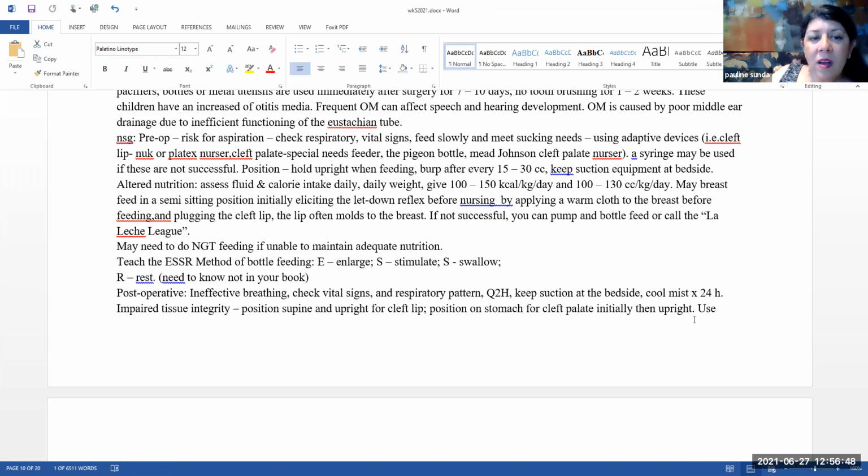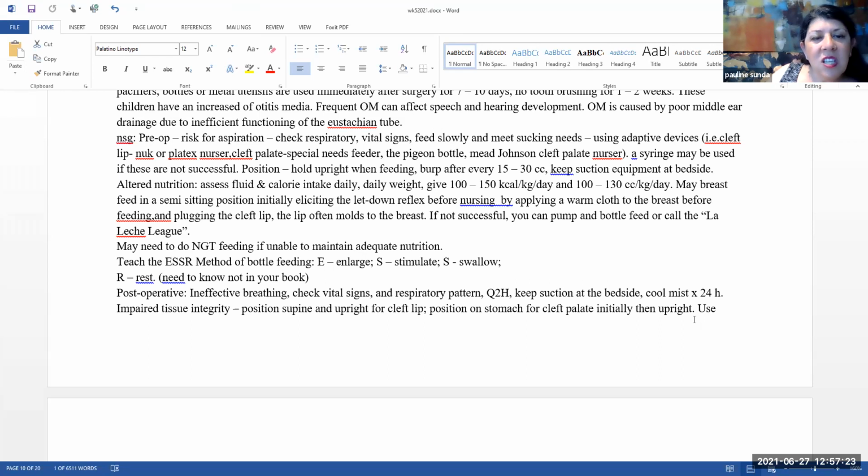Altered nutrition, so we want to monitor their fluid and caloric intake daily. Daily weights. They should have roughly 100 to 150 calories per kilogram a day, and then 100 to 130 milliliters per kilogram a day. They may be able to be breastfed in a semi-sitting position initially. It would be important for the mother to elicit the let-down reflex prior to nursing, and this can be done by applying a warm cloth to the breast prior to feeding.